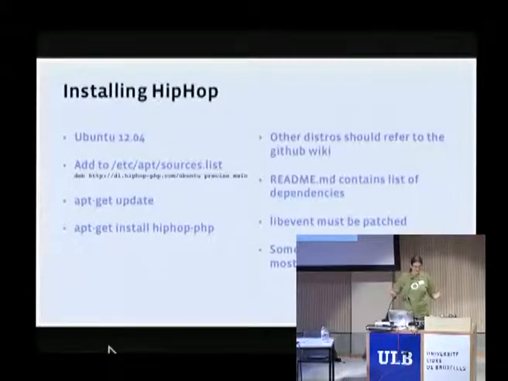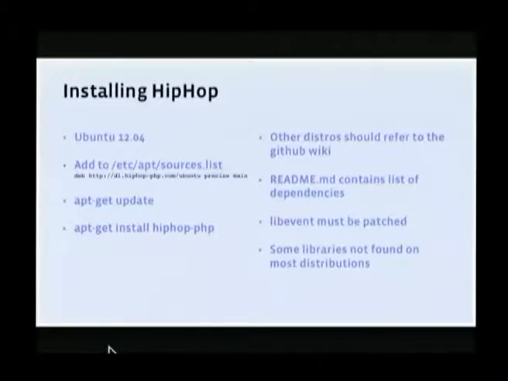So how do we actually use this thing? How do we actually bring it up? Right now, the only distro that's supported as a first-class distro is Ubuntu. We are building a package for this right now that we're hosting external to the repository. I'd like to convince Ubuntu to pick it up, but there are a few things we need to do in terms of making our package dependencies a little bit cleaner before they'll pick us up. If you're installing for Ubuntu, you can just add one line to your etc apt sources list, apt-get update, apt-get install hiphop-php. Done. You're ready to go.